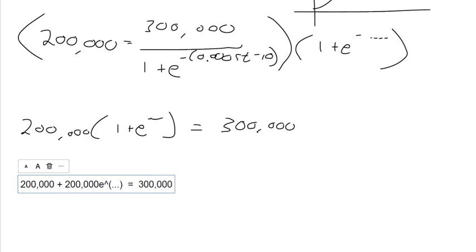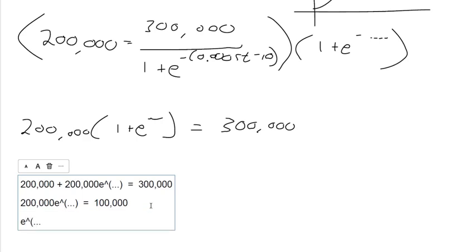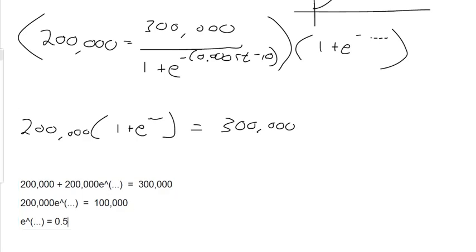And the goal is to get t by itself. So t is in this exponent position. We're going to get to that in just a second with pre-calc stuff. Let's subtract this 200,000 from both sides to make our equation even simpler. And then we're still trying to get t by itself, so this is multiplying. Let's divide both sides by 200,000. So we get e to that crazy exponent equals 0.5. 100,000 divided by 200,000 gives us 0.5. Okay, so I'll put that crazy exponent back in.